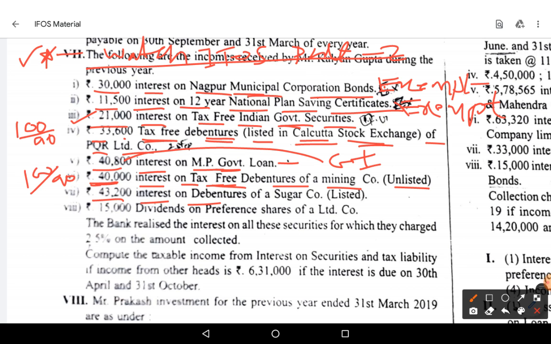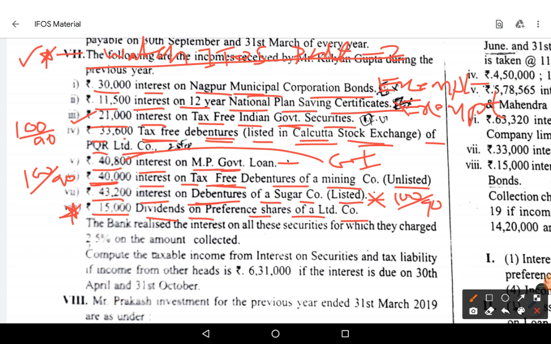Next, 43,200 interest on debentures of sugar company, listed. It is listed and they are debentures. If nothing is said, we will assume it as less tax. For this also, only one step we need to do, that is 100 by 90, the second step. Next, 15,000 dividends on preference shares of a limited company.